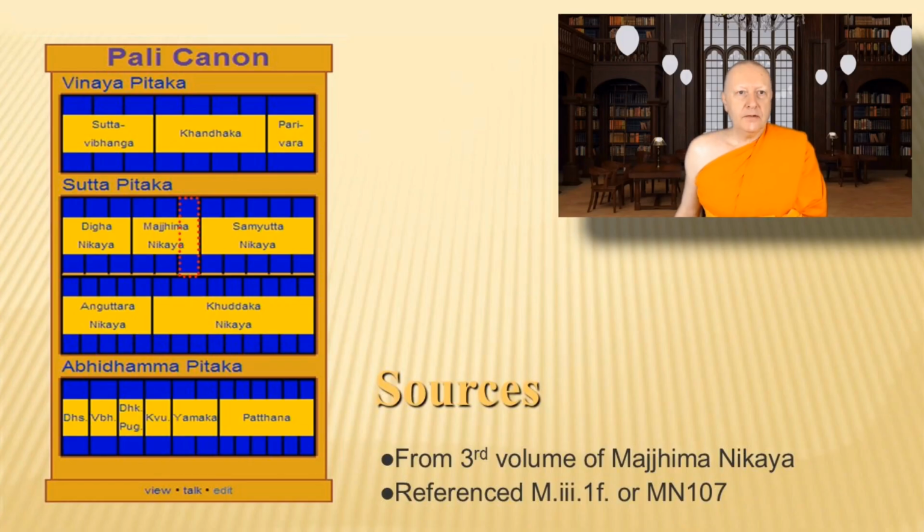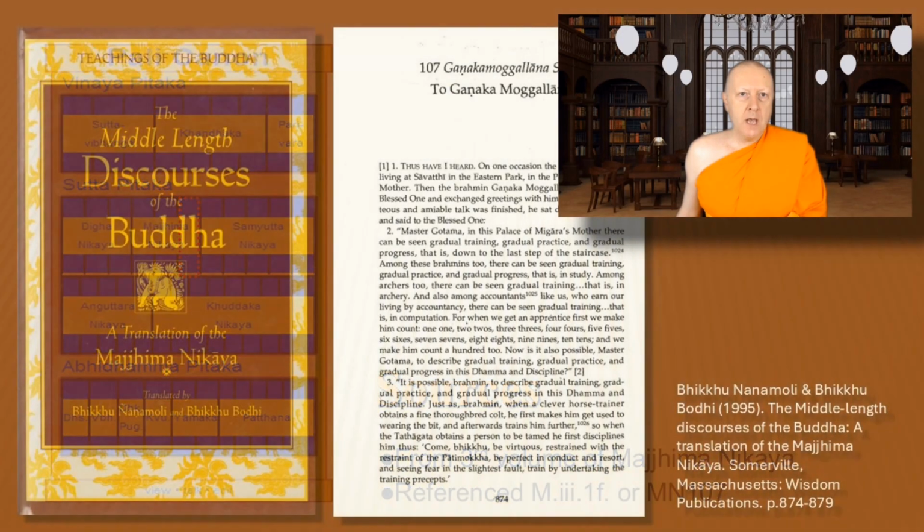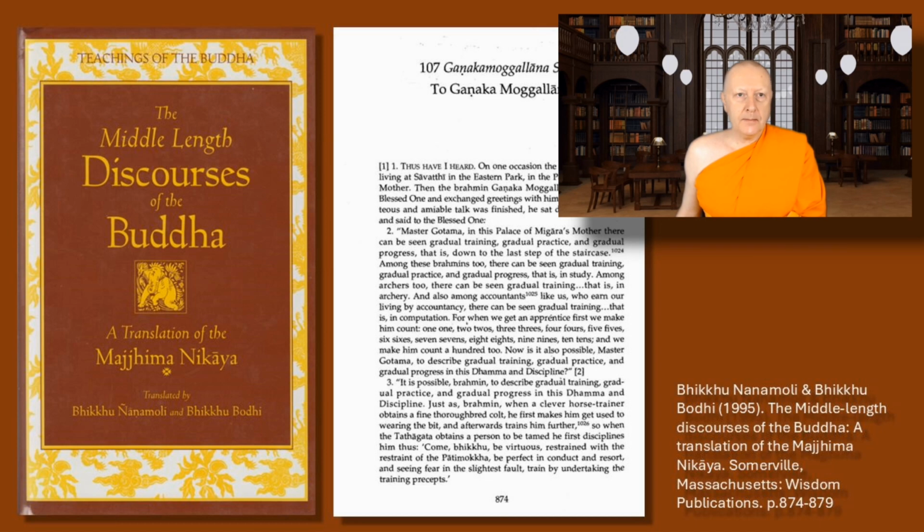So the sutta we'll be studying today is referenced as the 107th sutta of the middle-length discourses of the Buddha, or Majjhima Nikaya. It is referenced in Western scholarship as M3 page 1 onwards, or MN 107. Today the translation manuscript I'll make use of is Maurice Walsh's Wisdom Publications edition of the middle-length discourses of the Buddha.